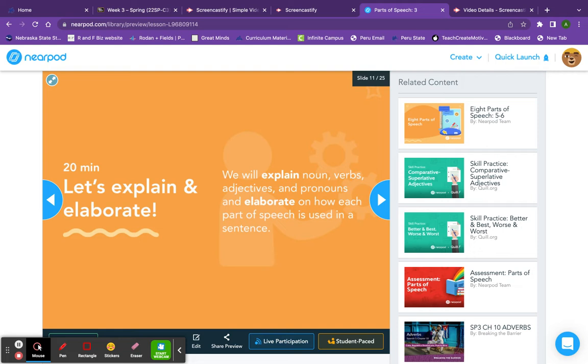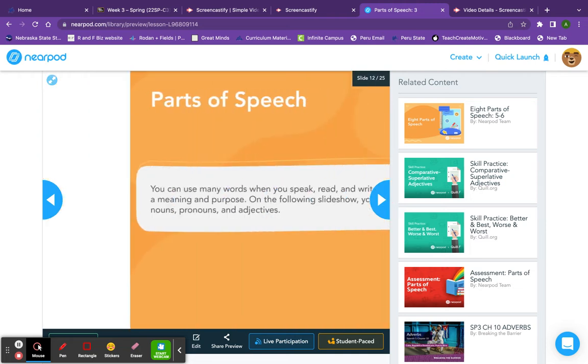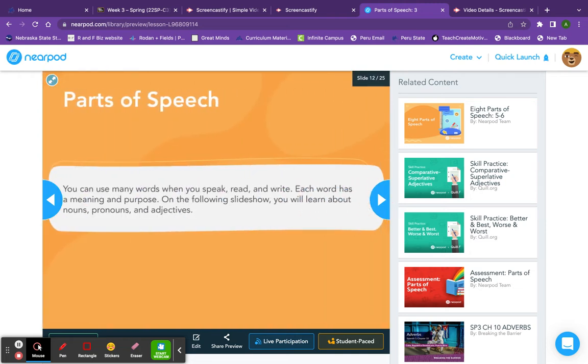Now we're going to go ahead and explain and elaborate. We're going to explain nouns, verbs, adjectives, pronouns. And we're going to talk about how each part of speech is used in a sentence. So for parts of speech, you can use many words when you speak, read, and write. Each word has a meaning and purpose. On our following slideshow, you are going to learn about nouns, pronouns, and adjectives.